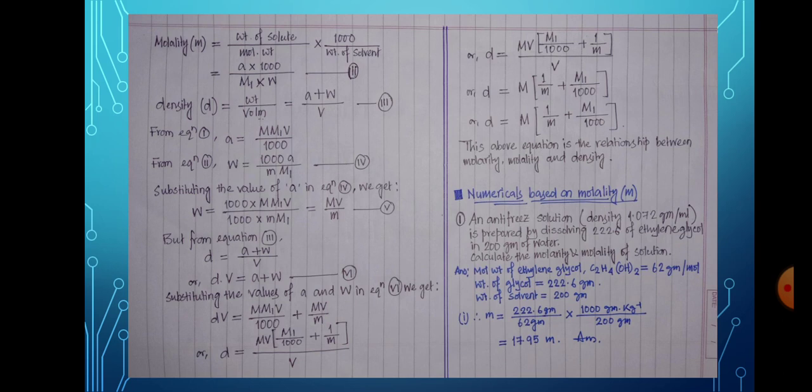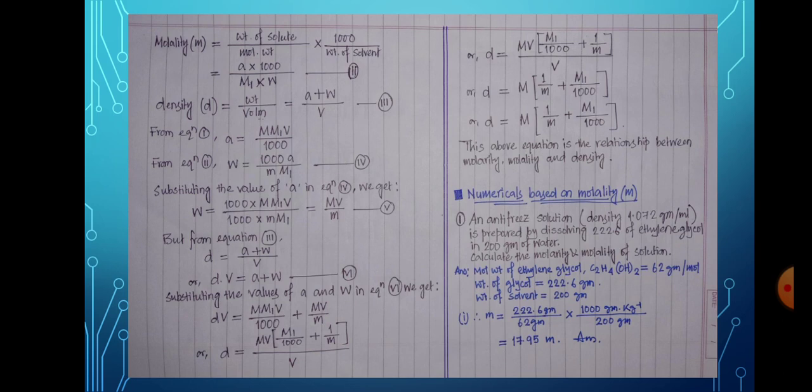But from equation number 3 we know that density equals A plus W divided by V, or D into V equals A plus W, expressed by equation number 6. Here after substituting the values of A and W in equation number 6, we get D equals M whole into 1 by small m plus M1 by 1000. This above equation is the relationship between molarity, molality and density.